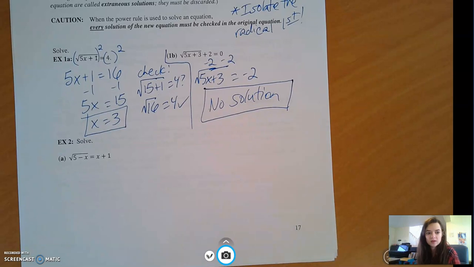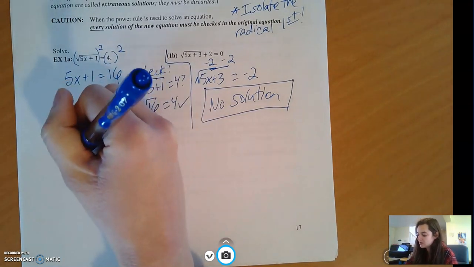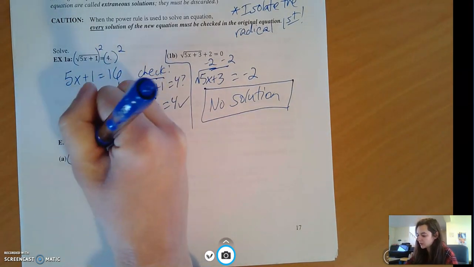Alright, moving on here. We've got example 2 is the square root of 5 minus x equals x plus 1. This one's kind of fun because we have variables inside the radical and variables outside the radical, which makes things interesting for us. The good news is that my square root is already by itself, so there's nothing I need to do at the beginning, except just get started. So to get rid of the square root, I'm going to square both sides.